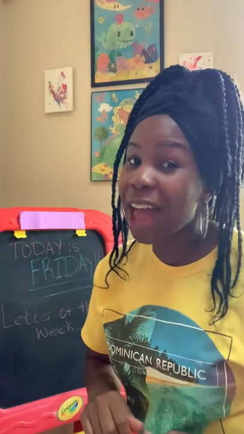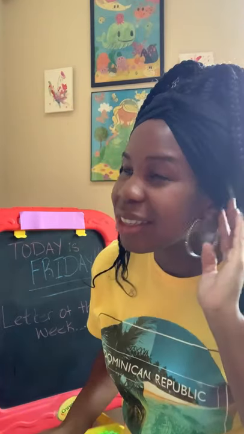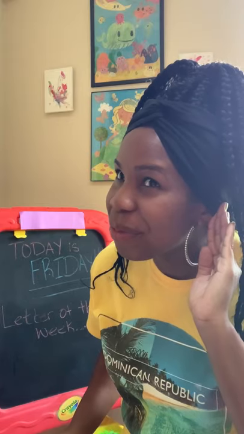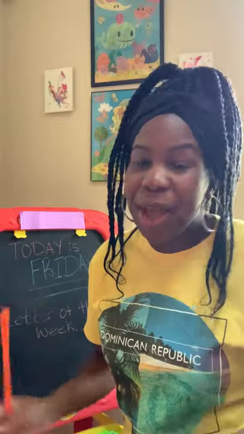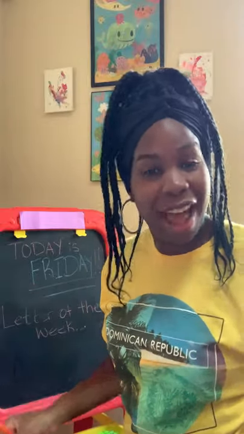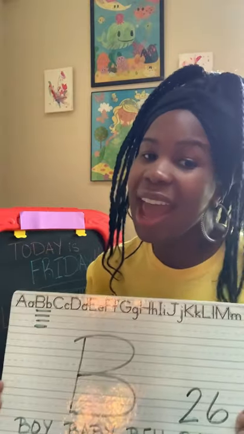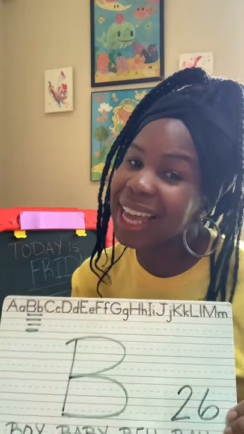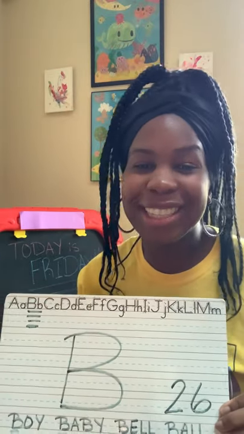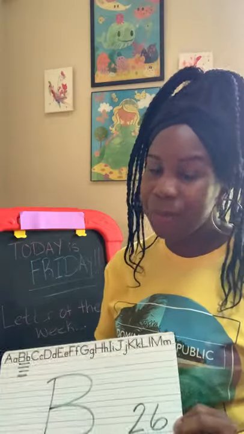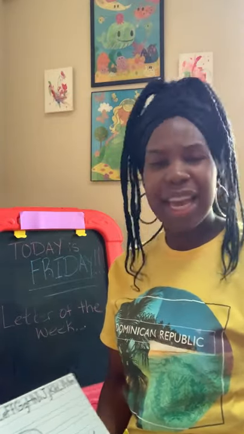So today, we are going to talk about the second letter of the alphabet. What's the second letter of the alphabet? Can anyone tell me? B. That's right, the letter B. B is the second letter of the alphabet. And we have 26 letters of the alphabet. Good job. So we're going to go over a few words that start with the letter B. Can you tell me a few?